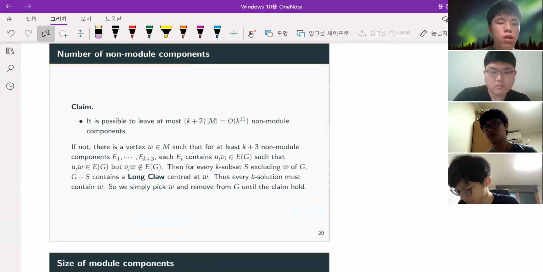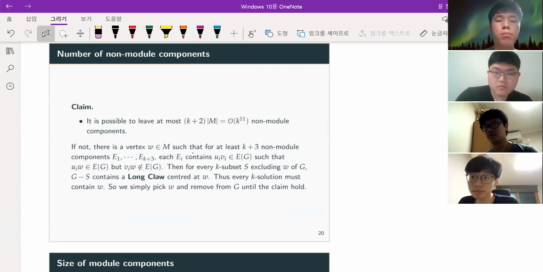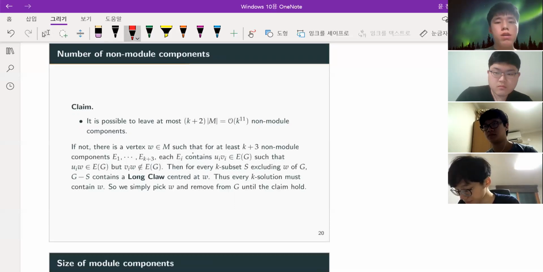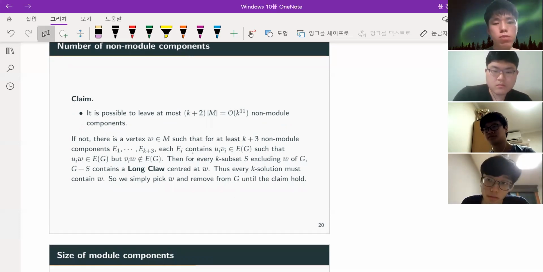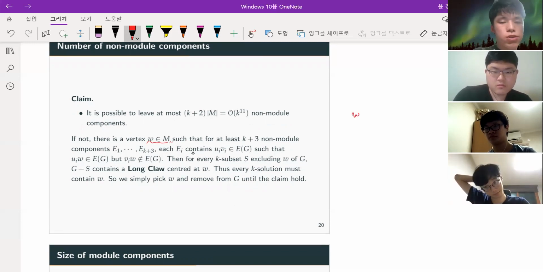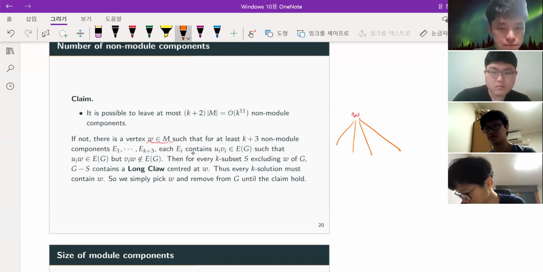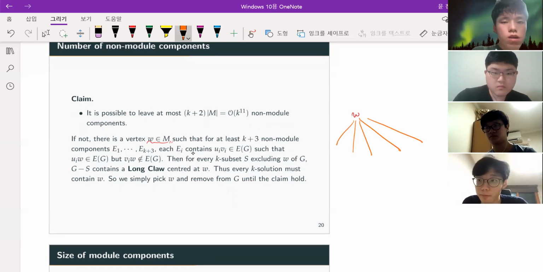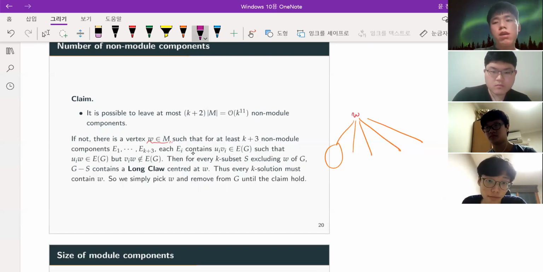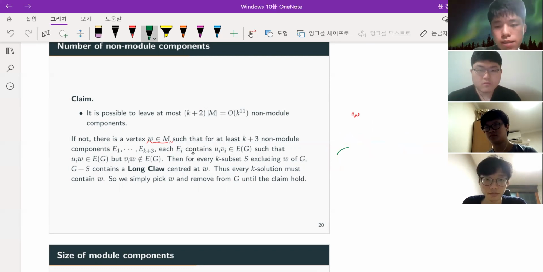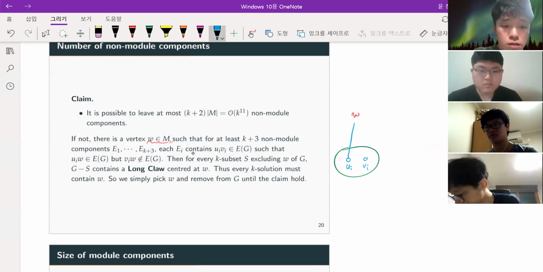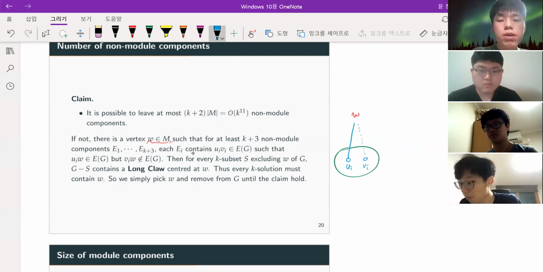By some kernelization scheme, it is possible to leave at most K11 non-module components. K11 is a bound originating from K plus 2 times M. So we suppose the contrary. If there is a vertex W in solution M, such that for at least K plus 3 non-module components, W is the counterexample of its modularity, then each component has an adjacent pair UI and VI, where UI is connected, UIW is adjacent, but VIW is not adjacent.